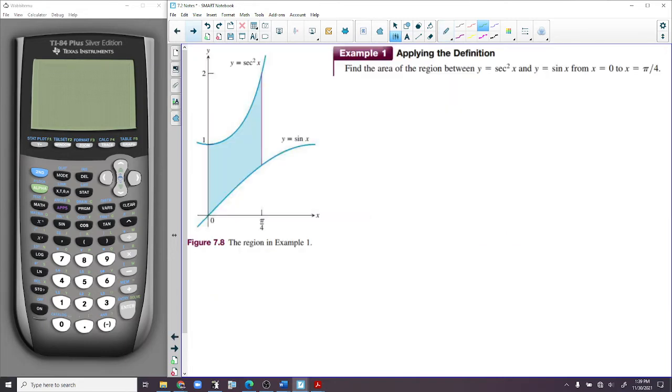Applying the definition. Find the area of the region between y equals secant squared and y equals sine x from 0 to pi over 4. So here's the curves. They've given you the curves. We see the area. So we're going to take the integral from 0 to pi over 4. And the top curve is secant squared. Whoops, I don't need dx yet. Top minus the bottom, sine of x dx. So top minus bottom.